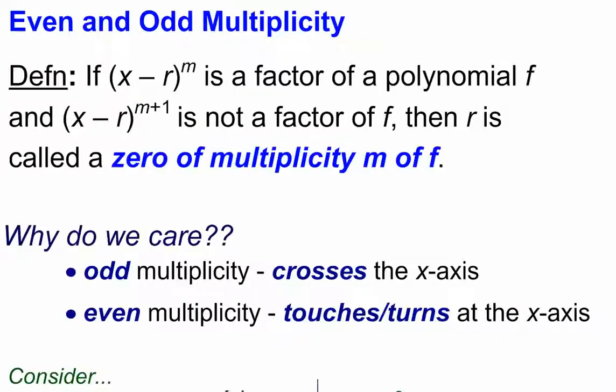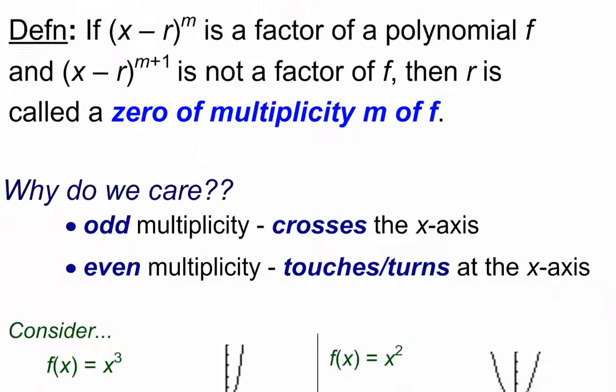Let's take a look at something else related to zeros, and it's called even and odd multiplicity. It's kind of a weird definition, but we're going to simplify it here in a second. It says if x minus r to the m is a factor of a polynomial, and x minus r to the m plus 1 is not, then r is called a zero of multiplicity m of f. So really, it just means that you've factored out your polynomial, and you have condensed any like factors so that if you have x plus 1, you simplify it, make it x plus 1 squared. Then that exponent is going to be the multiplicity.